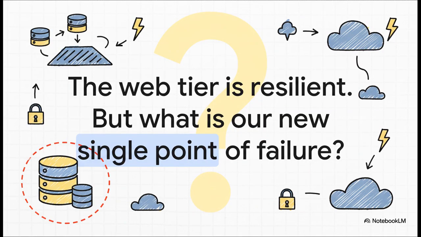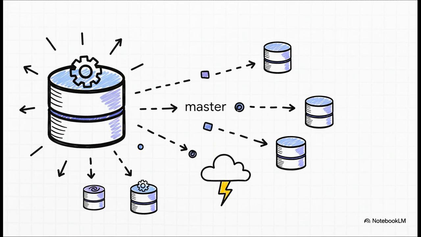Okay, great. So our web tier is resilient. Awesome. But all we've really done is shift the bottleneck, right? Now our single database server is the new single point of failure. If that database goes down, the whole application is going down with it. So we need to apply that same idea of redundancy to our data tier. And that's where database replication comes into play.